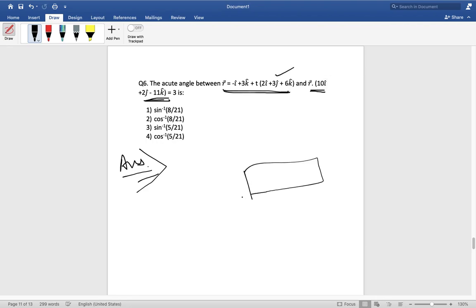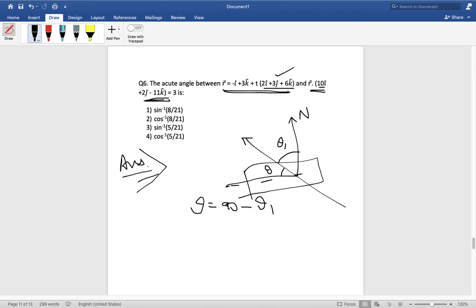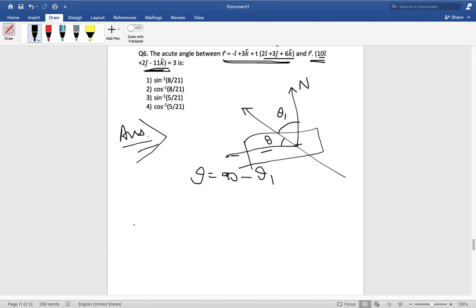So if this is my plane and this is my straight line, he wants me to calculate the acute angle theta. What I can do is find the angle between the normal vector, which is normal to the plane, and calculate theta 1. Then I can get theta is equal to 90 minus theta 1. So the line is parallel to this vector and the normal vector is this. I will just take their dot product to calculate the angle between them.